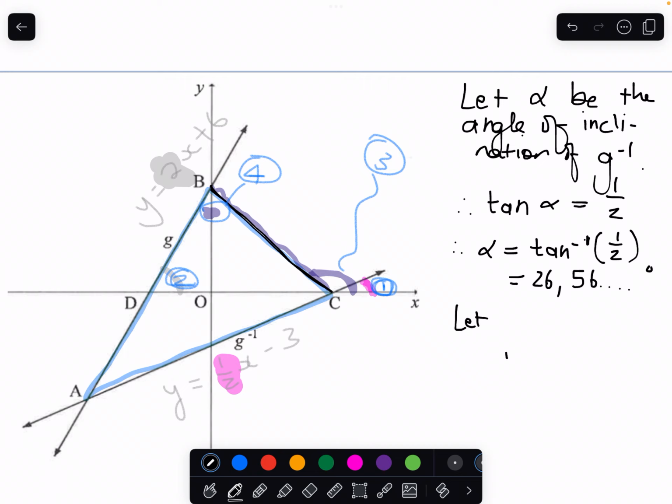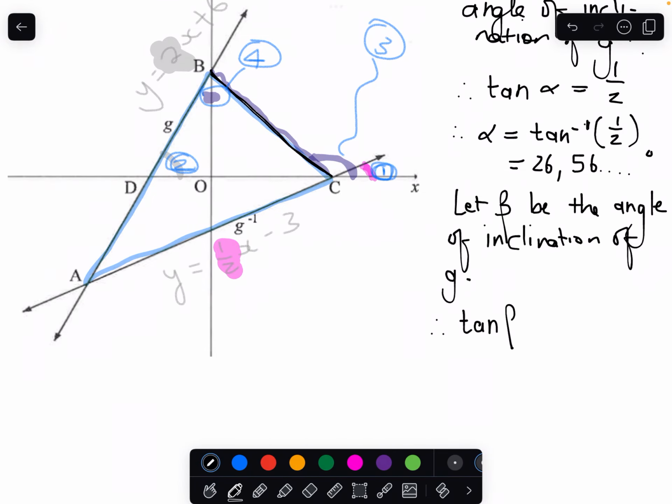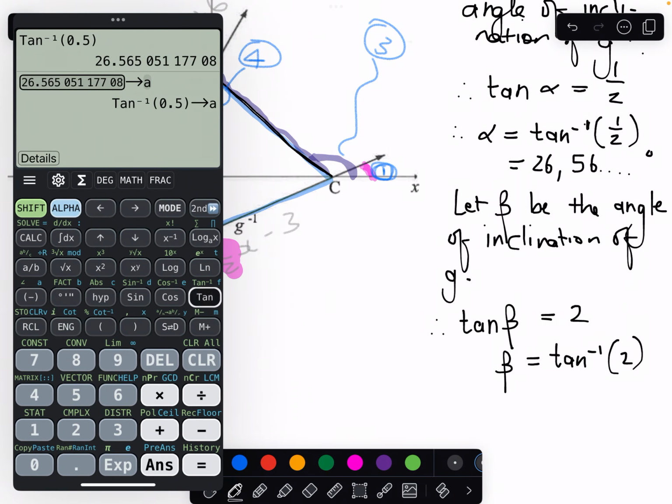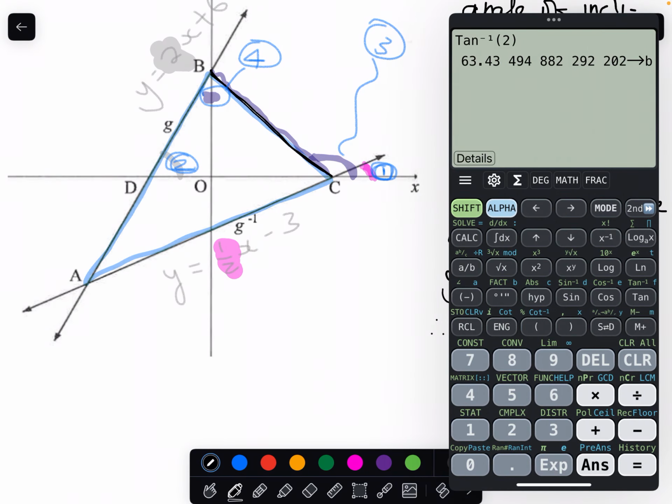So again, let beta be the angle of inclination of G. Then we know that tan of beta is equal to the gradient of G, which is 2. So beta is the inverse of tan of 2. And our calculators again come to the rescue. So that will be shift tan of 2. So that is 63,43 whatever degrees. Store that. Okay, right. So now we know our second angle.